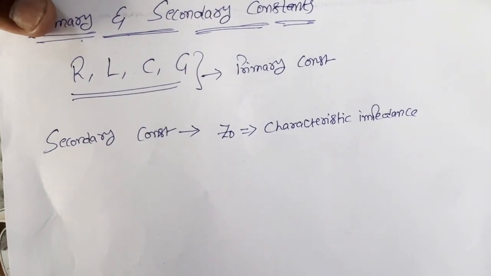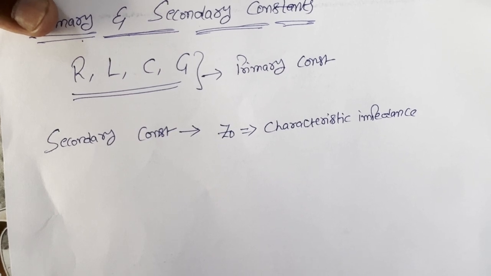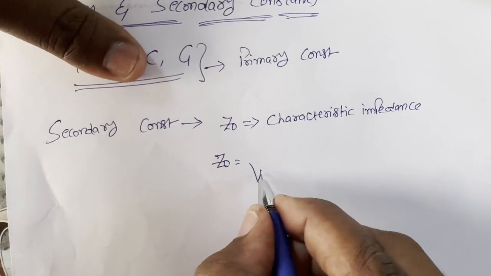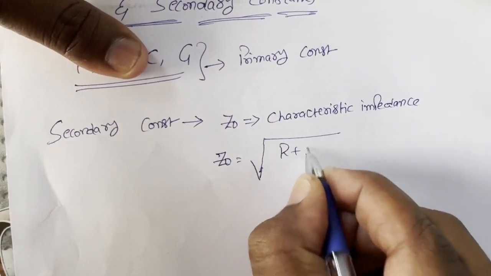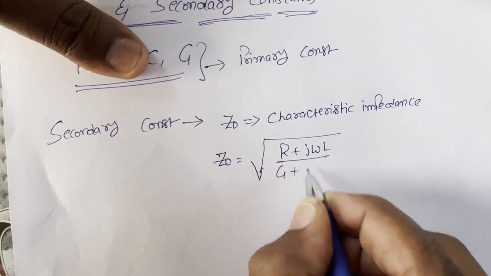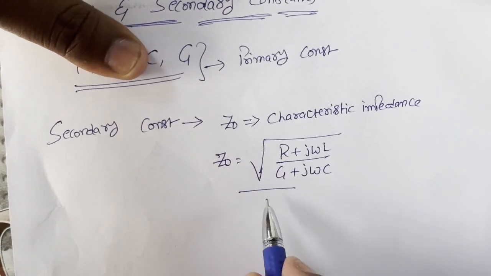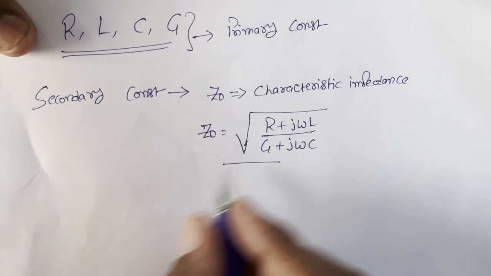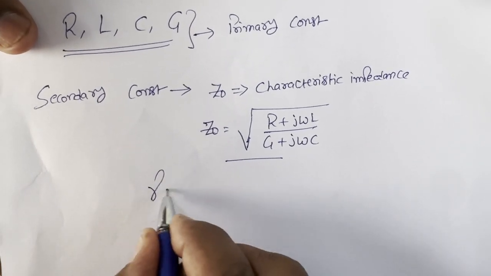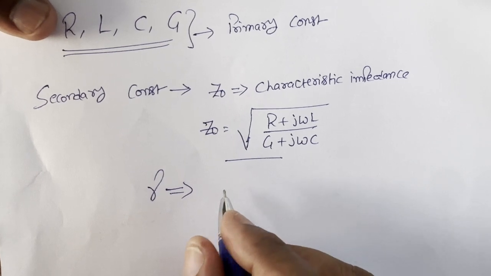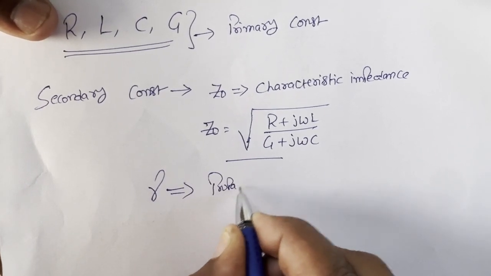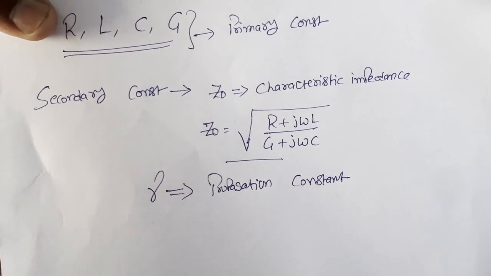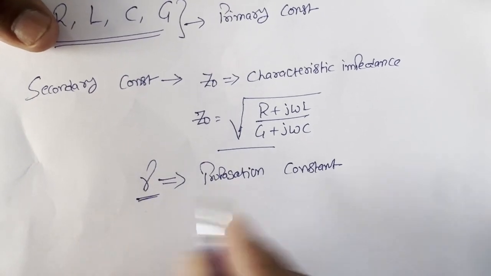We have already derived the expression for characteristic impedance. That is simply Z0 equal to square root of (R plus J omega L) by (G plus J omega C). It is one of the secondary constants. At the same time, another secondary constant is gamma. Gamma is nothing but the propagation constant.